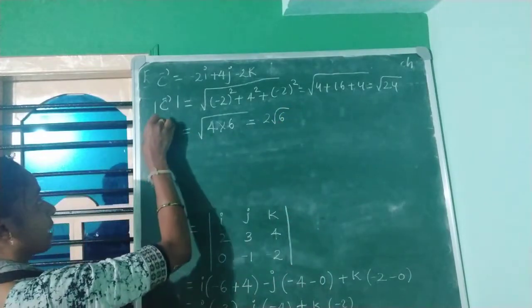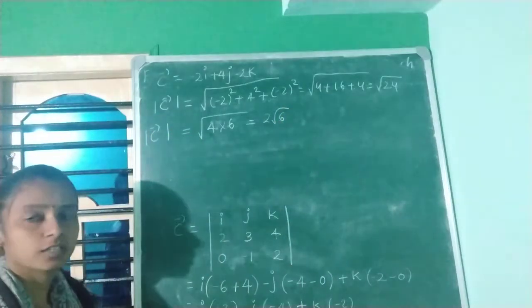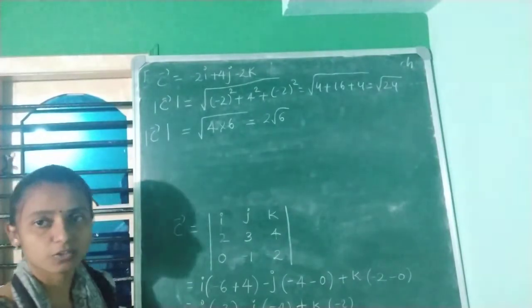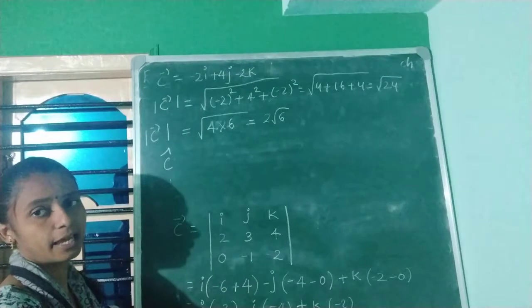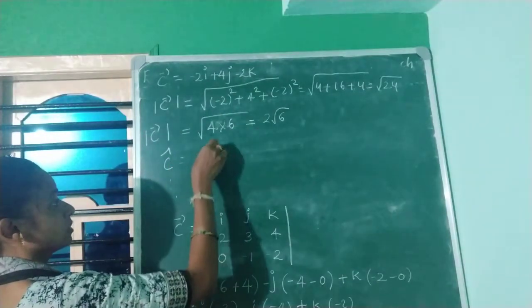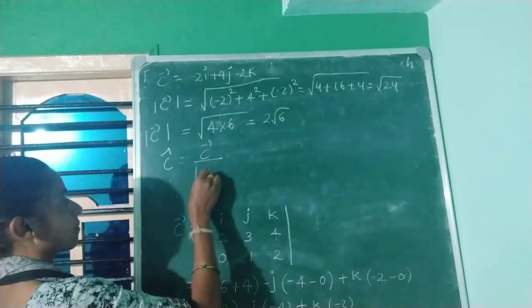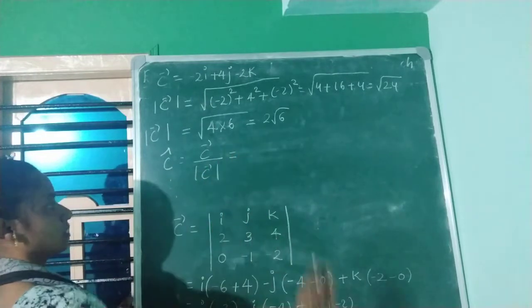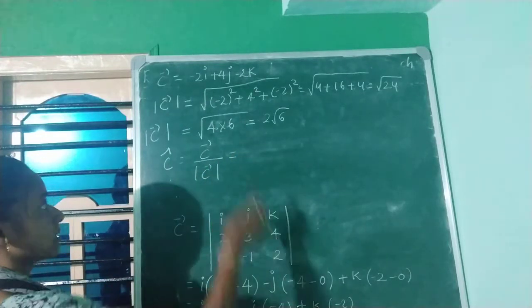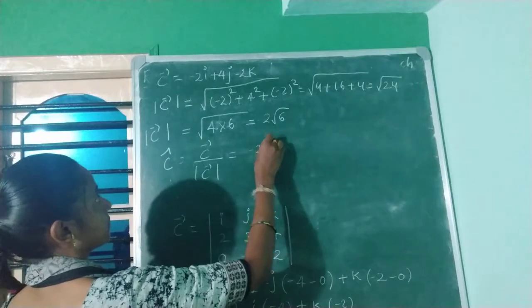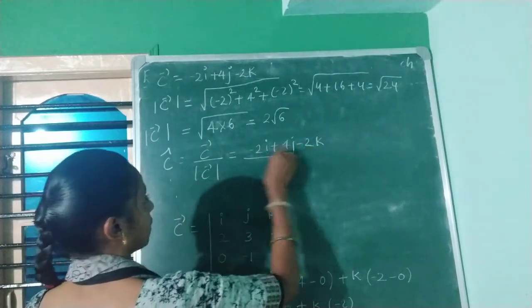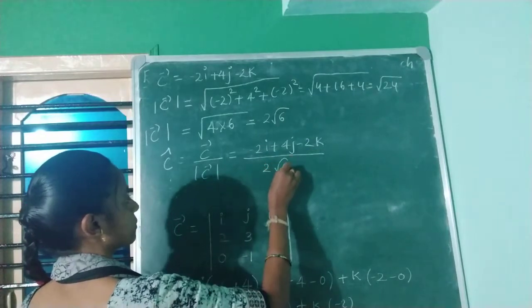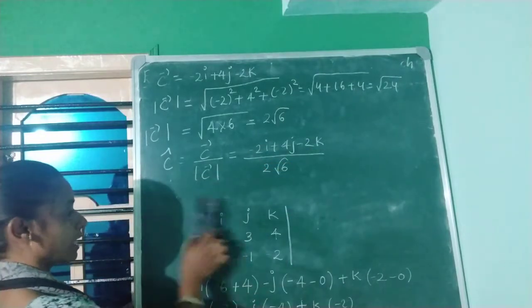This is the magnitude of C. The last step is, we need to find the unit vector, which is C cap, equal to C vector divided by magnitude of C. So C is minus 2i plus 4j minus 2k, all divided by 2 root 6. You split the ijk components.